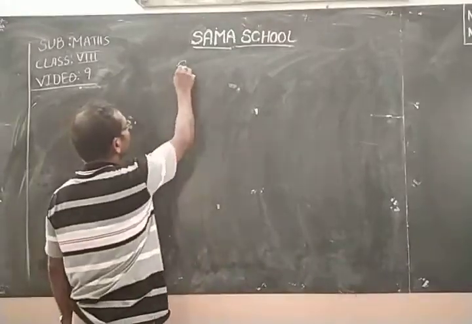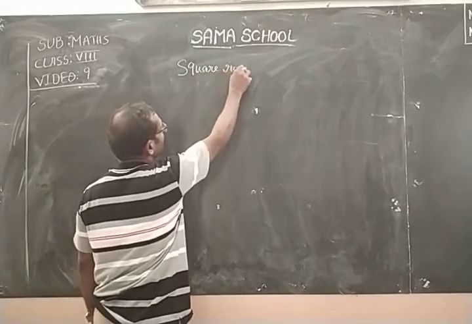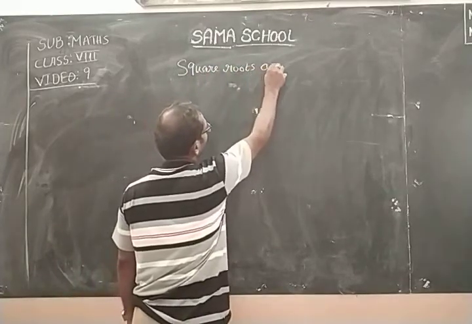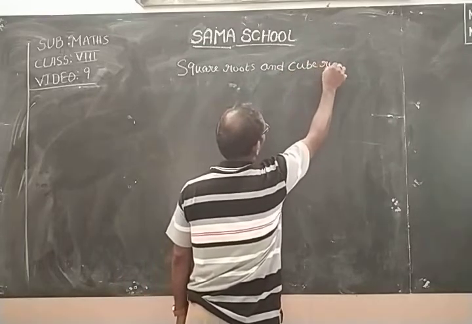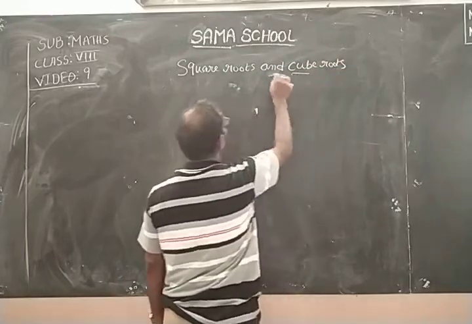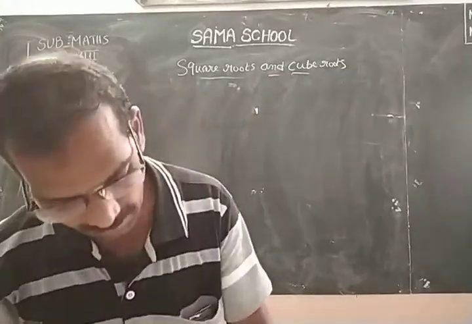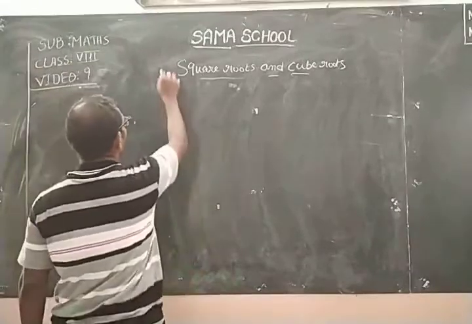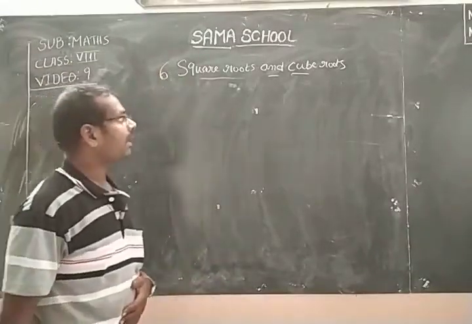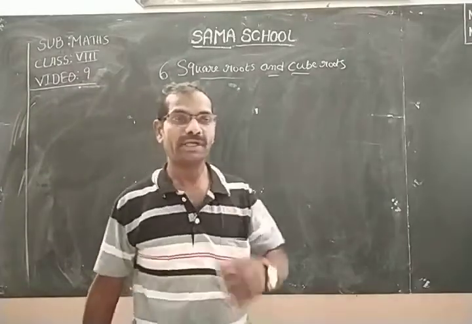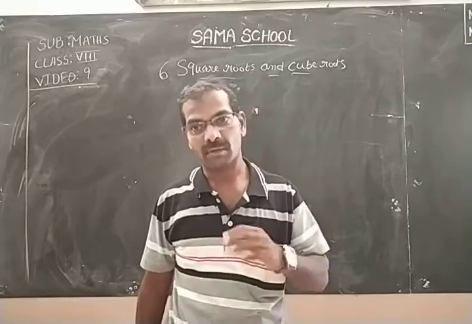Now square roots and cube roots. First of all, we have to discuss square roots. It is chapter number 6. Here, first of all, from exponents, you know how to write a number in the exponential form.